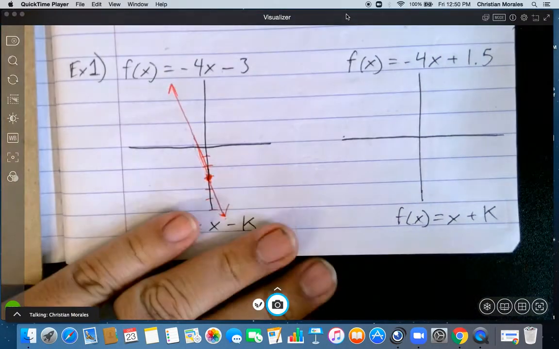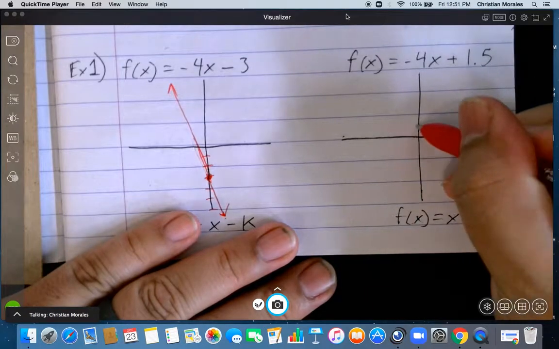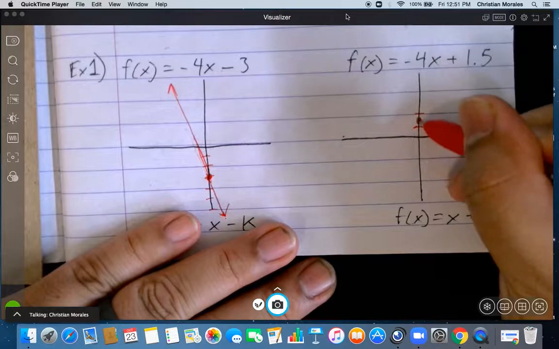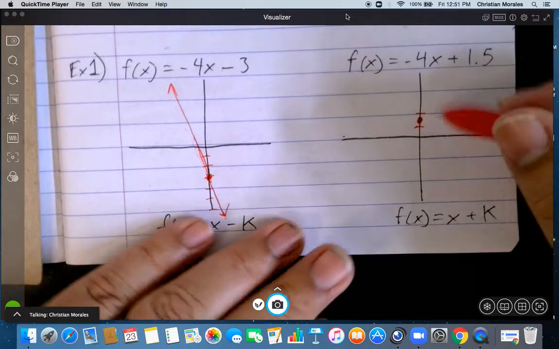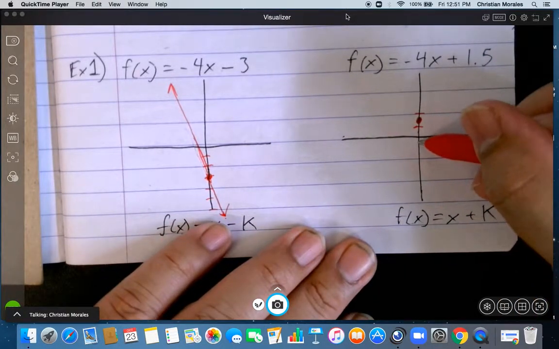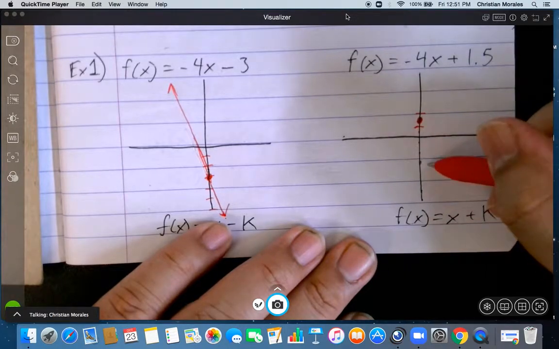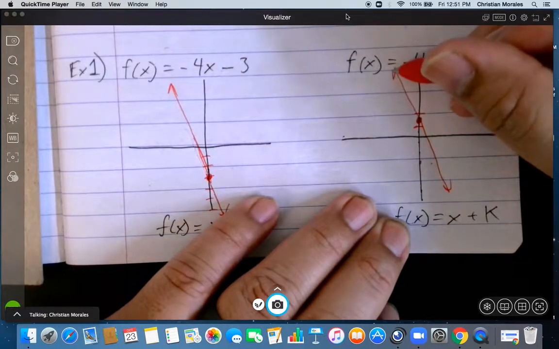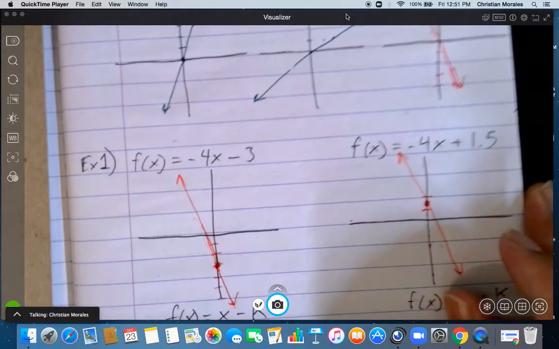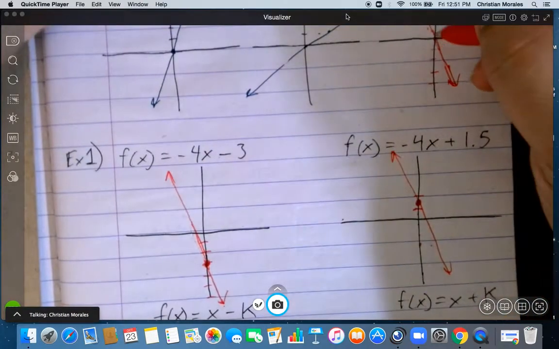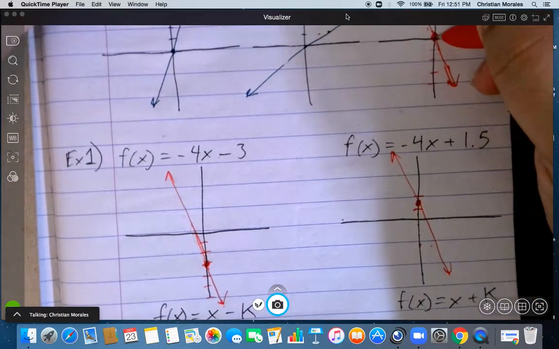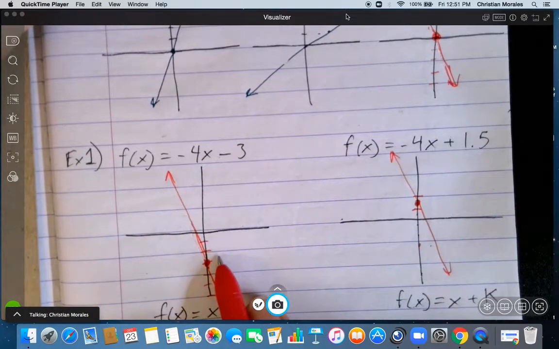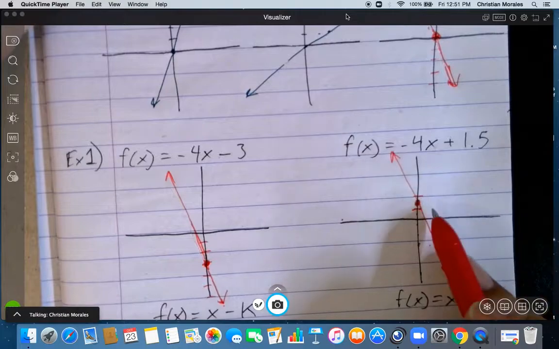Right here, you have 1.5. So 1.5 would be right here in the middle, but your slope is still negative 4. So you're going to go 4 down over 1. So your line still goes down. You still have a negative slope. Now let's compare that. The original point was 0 in the middle, but now when you add a number to the end that's negative, it moves it down. But if you add a number that's positive, it moves it up.